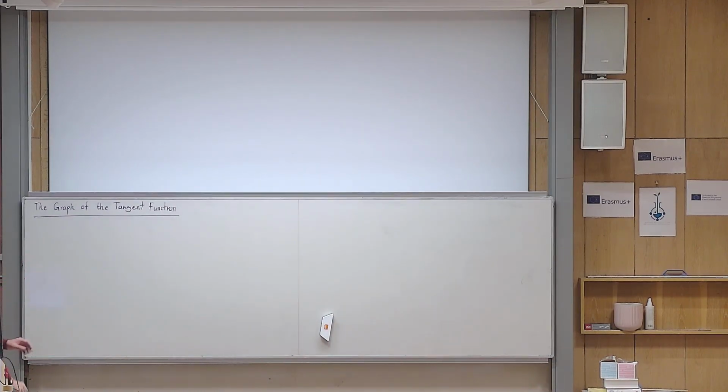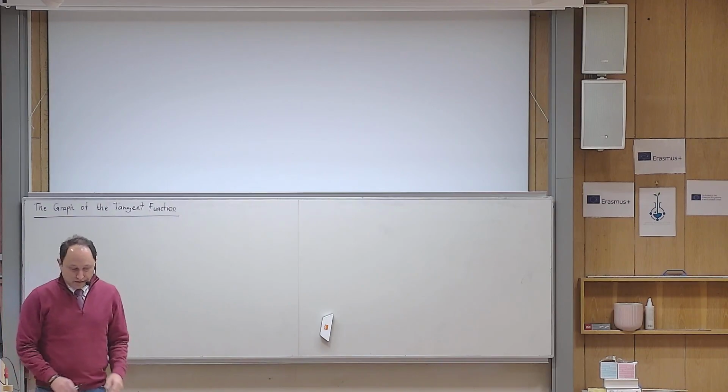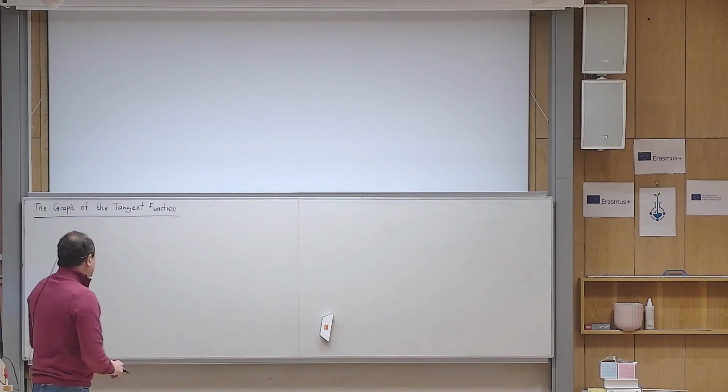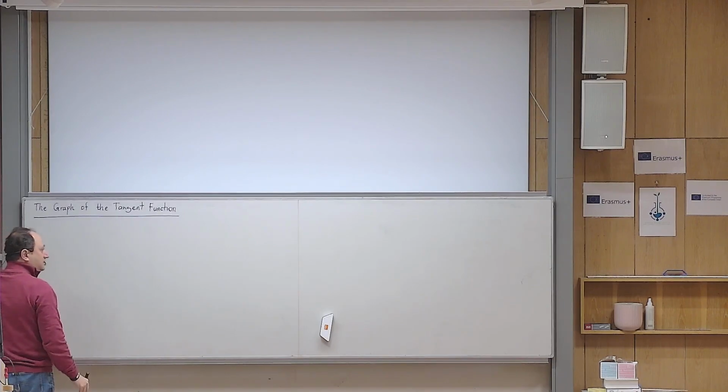If you remember, we talked about the graphs of the sine function and cosine function, and we didn't talk about the graph of the tangent function. In the tangent function, we have a little bit of a problem. So what is the main difference between the sine, cosine, and tangent functions? Let us check it from a mathematical point of view.